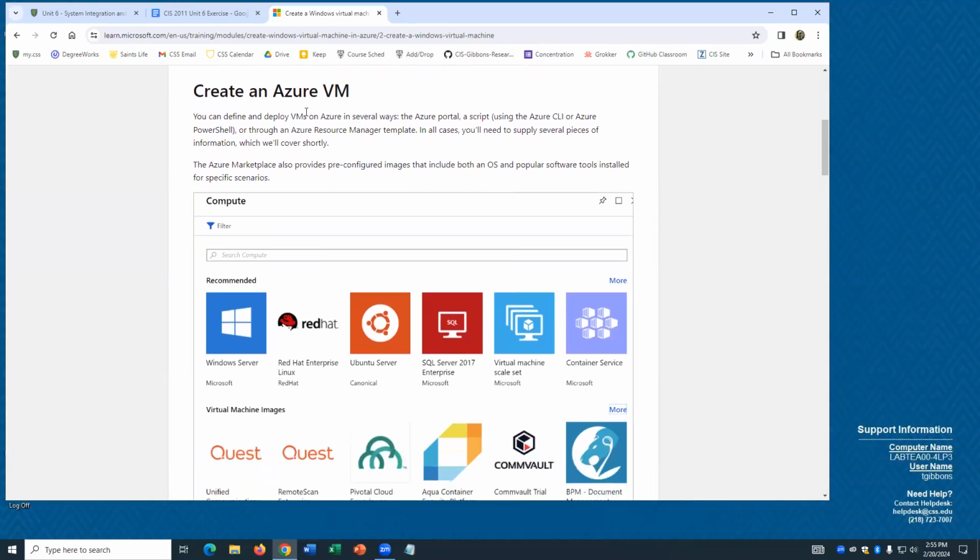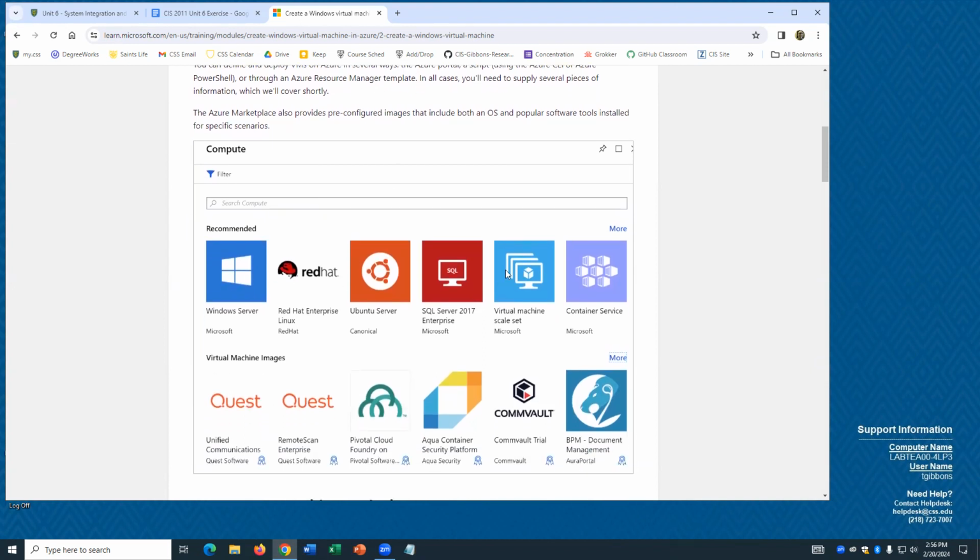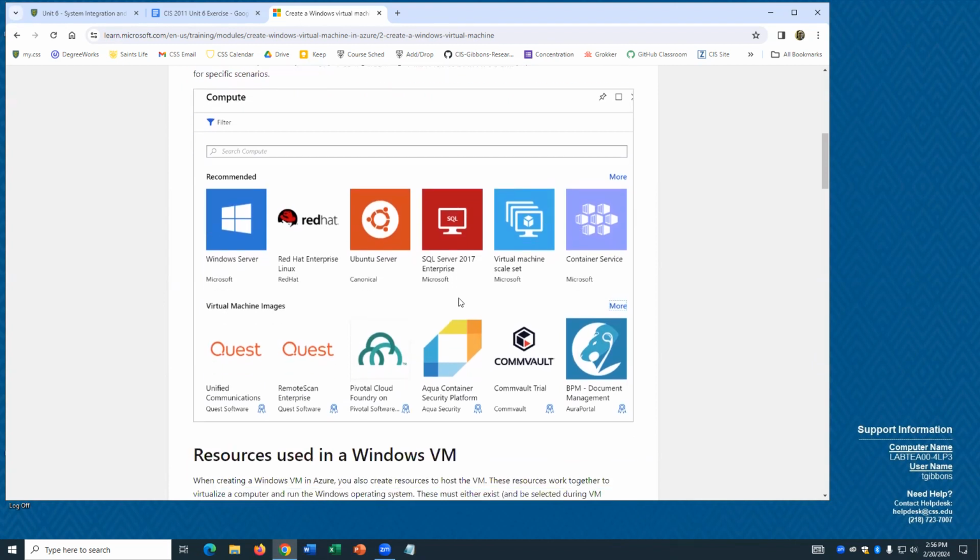Okay, so we're going to create a virtual machine, sometimes called a VM, and we're going to install an operating system. There are different operating systems we can choose from. We're just going to install Windows because we know how to do Windows. Now, Windows on our computers in lab and your computer at home is probably something like Windows Home or Windows Professional, a user version of Windows.